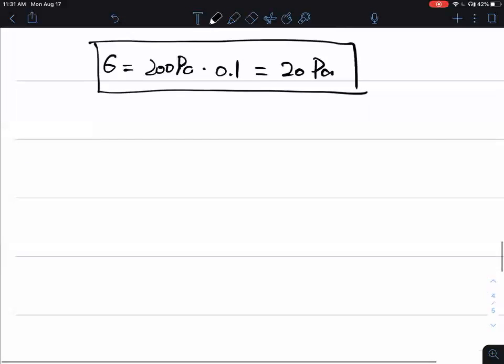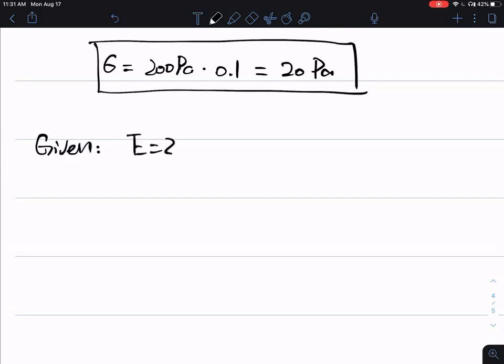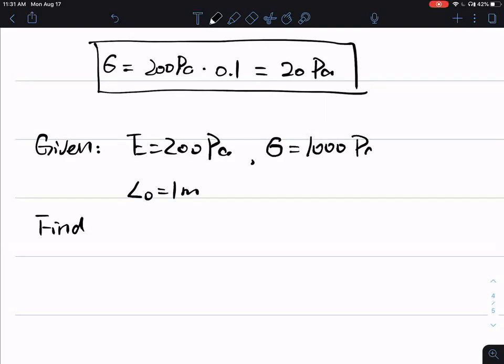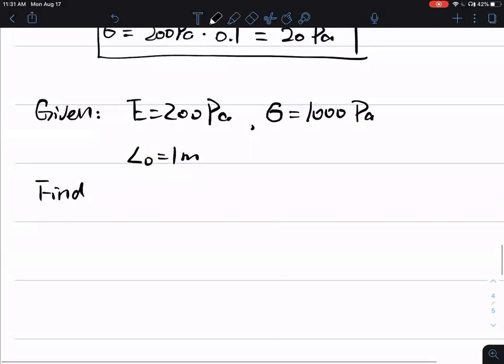So we still have the same material, E equals 200 Pascal. And now we know that the original length is 1 meter. Now we know another piece of information, which is stress equals 1000 Pascal. Find what is the change of length under this stress.